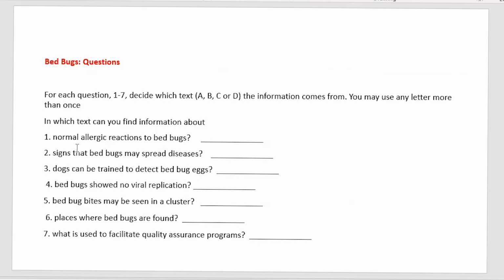Next, the keywords taken in this one. First question is normal allergic reaction to bedbugs. Here, allergic reaction. Signs that bedbugs may spread the disease. So you can select the answer from the 4 text headings and put it in your chat box. Yes, first let us find out the answers, then I'll be explaining what the correct answer is. Third one, dogs can be trained to detect bedbug eggs. In which text can we find this?